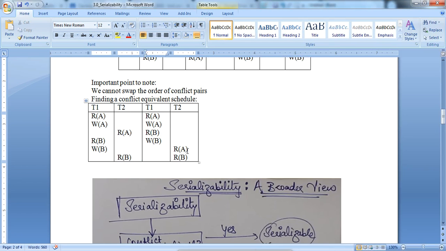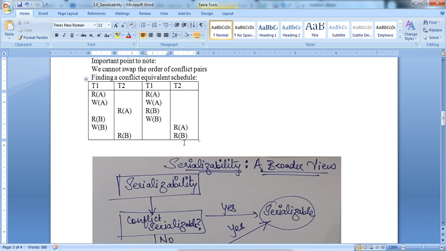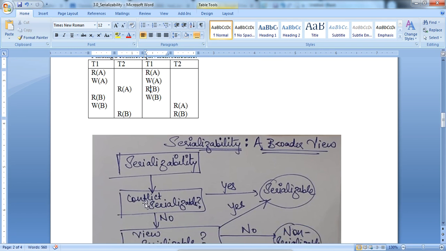This one is S dash, right? Now the given schedule is the concurrent schedule. We check the serializability. Is it conflict serializable? Yes. Now we can say that the given schedule is a serializable schedule.